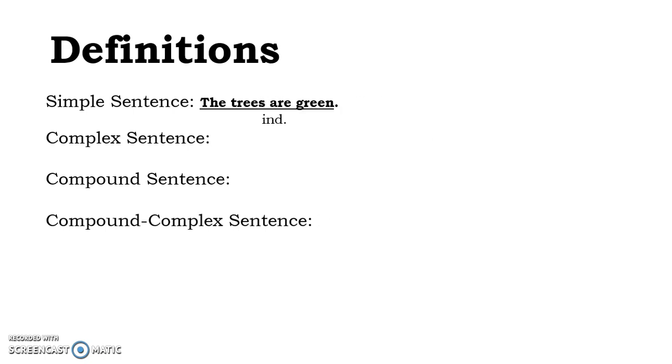Let me show you some examples of the simple sentence. The trees are green. One independent clause, subject, verb, can stand on its own. Complex sentence: When summer comes, the trees are green. Adding that dependent clause to the independent clause makes this a complex sentence.